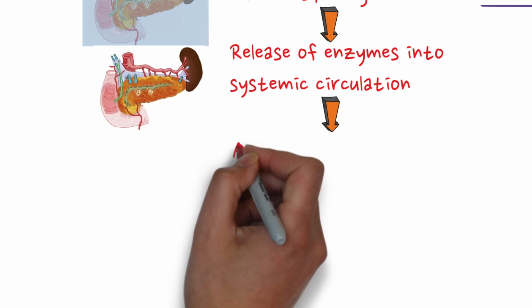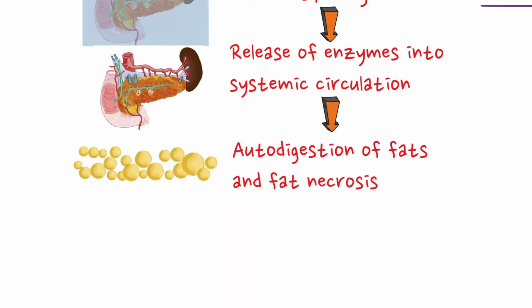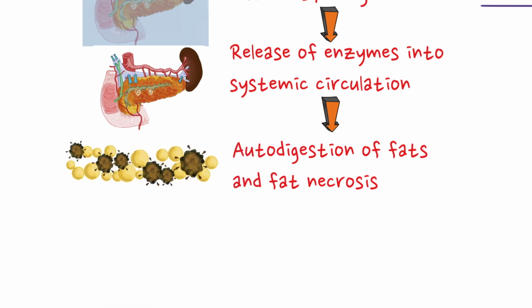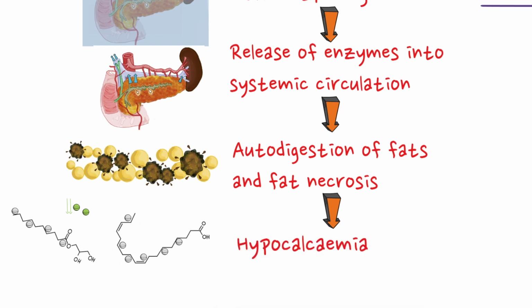Within the pancreas itself and elsewhere in the body, the enzymes digest adipose tissue and lead to fat necrosis. This results in the release of free fatty acids, which readily bind to calcium ions, hence reducing the level of free calcium, resulting in hypocalcemia.